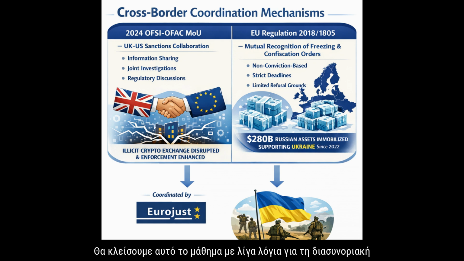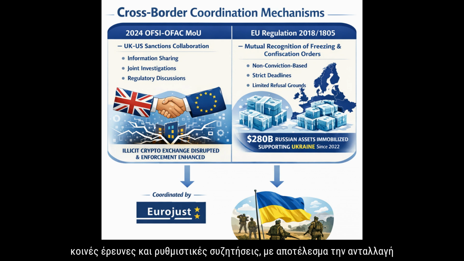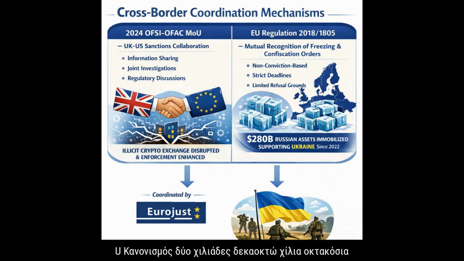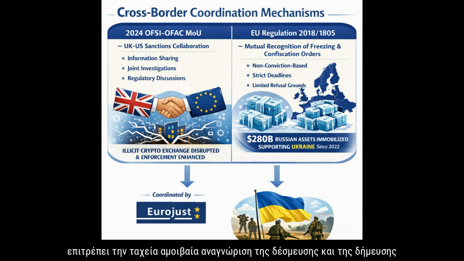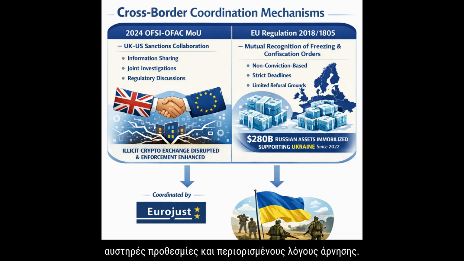We will close this lesson with a few words about cross-border coordination mechanisms. The 2024 OFAC MOU has deepened UK-EU sanctions collaboration through robust information sharing, joint investigations, and regulatory discussions, resulting in the disruption of illicit crypto exchanges and enhanced enforcement. EU Regulation 2018/1805 enables swift, mutual recognition of freezing and confiscation orders, including non-conviction-based ones, across member states, with strict deadlines and limited refusal grounds. Since 2022, this framework, coordinated by Eurojust, has immobilized $280 billion of Russian assets, supporting Ukraine.